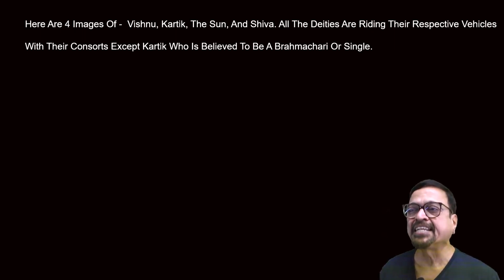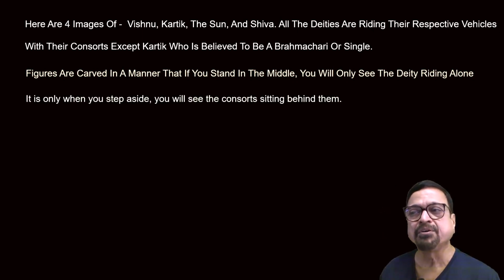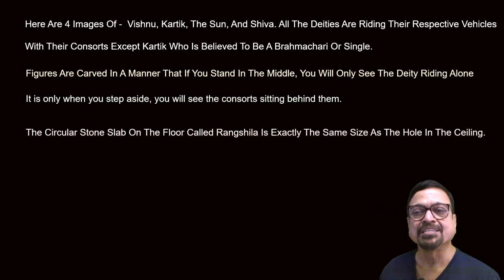All the deities are riding their respective vehicles with their consorts except Kartika, who is believed to be a bachelor, but that is also at certain region he is considered as a bachelor, Kartik Swami, or at certain region he is considered as a married. Now figures are carved in manner that if you stand in the middle, you will see only the deities riding alone. These are the beauties of Swarga Mandapas, how beautifully they are carved and how technically they are perfect, that when you see up, you will only see gods, and when you go to the side, you will find consorts sitting behind them. So absolutely beauty.